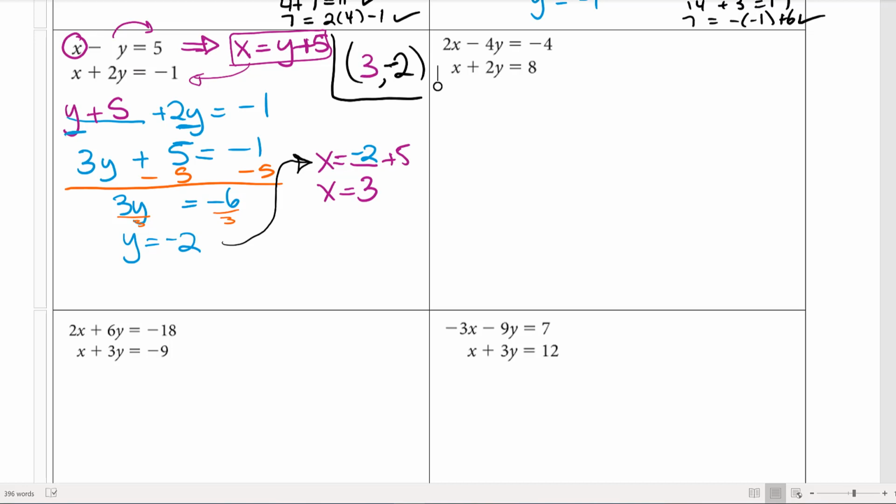And that's my solution. If you want to check, you could by taking 3. Anytime you see an x, plug in 3. So 3 minus a negative 2, does that equal 5? Yep, 3 plus 2 is 5, because minus a negative is add a positive. And then 3 plus 2 times y, which is negative 2, does that equal negative 1? 3 minus 4 is negative 1, so it works. You don't have to show me your check. This is just purely optional if you want to make sure that you're doing it right.